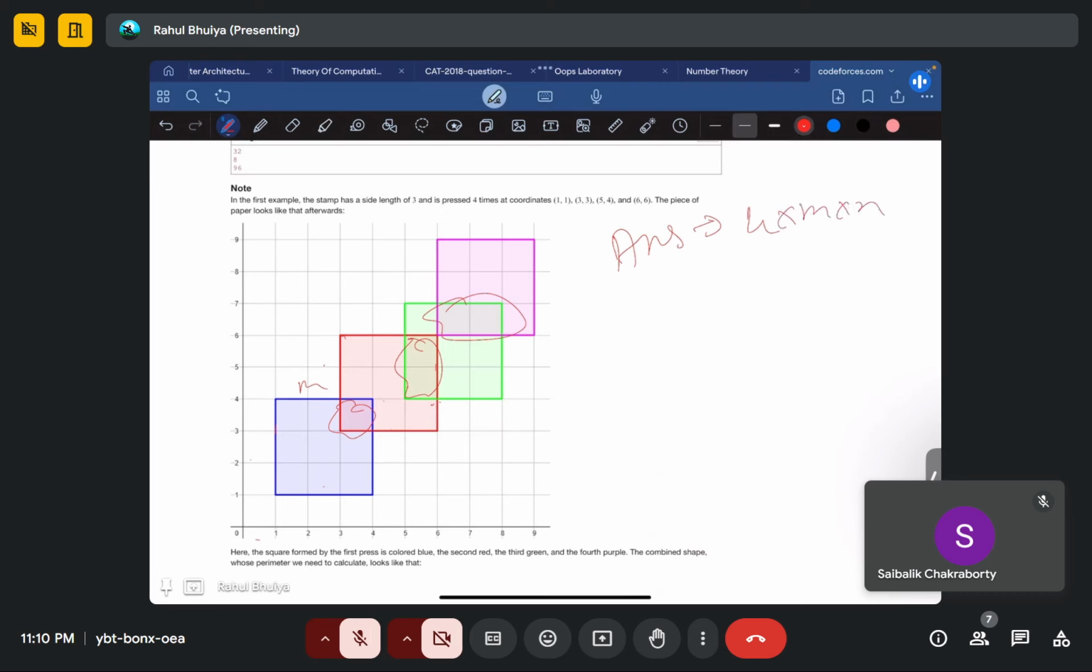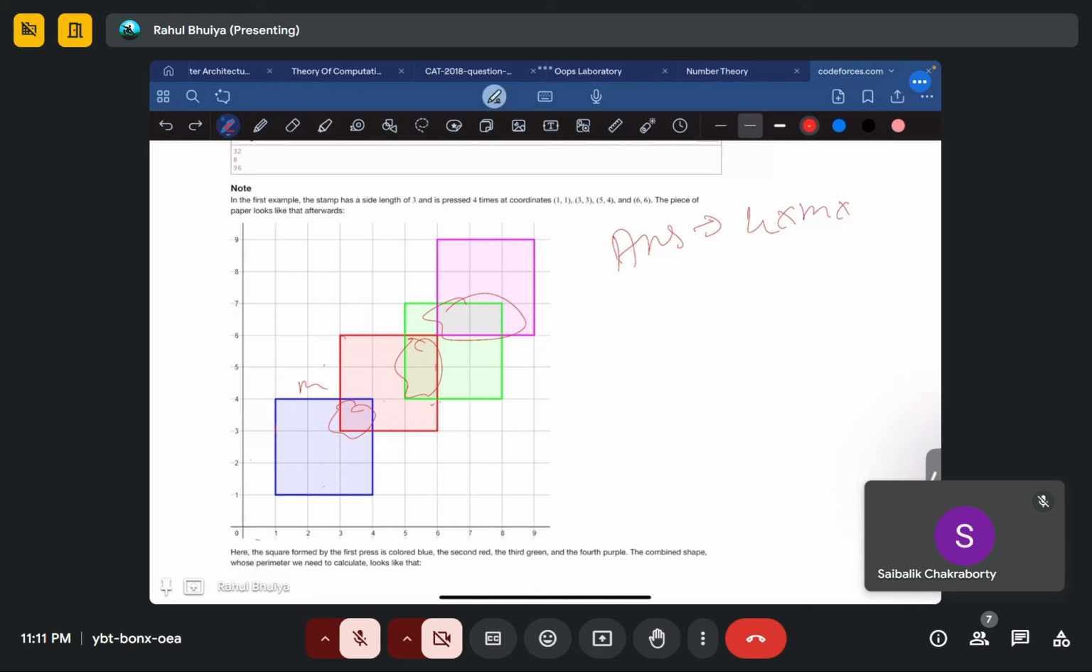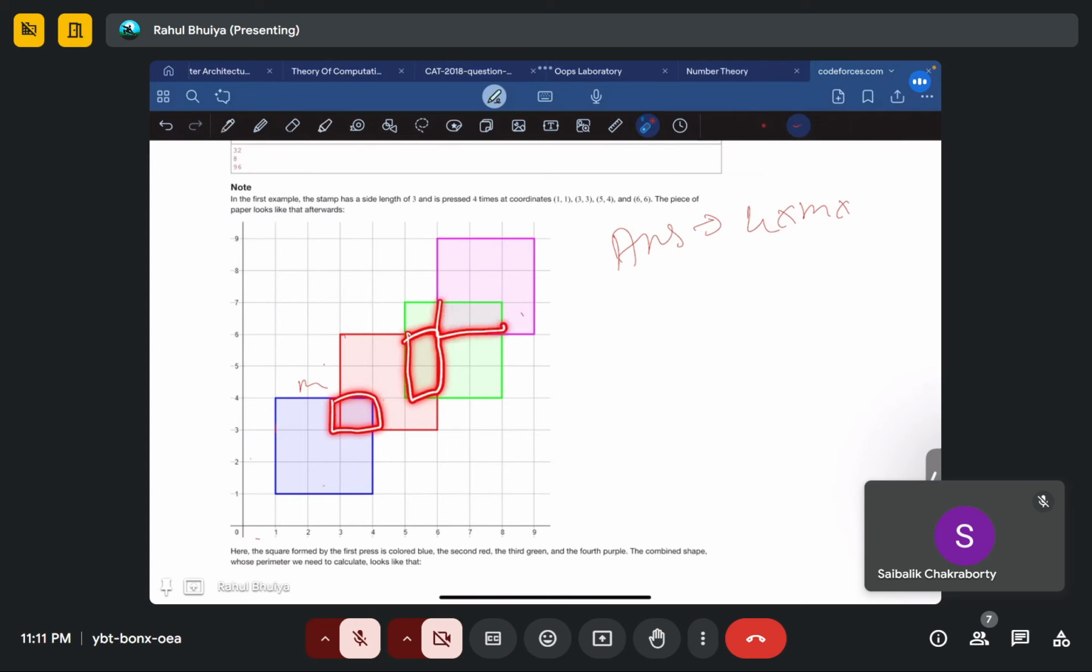Then if there is an intersection, we have to remove these parts. You can see what parts we have to remove. This square, this square, this square, this square. So this whole square. You can see we are moving from here to here. We know the stamp, the region.